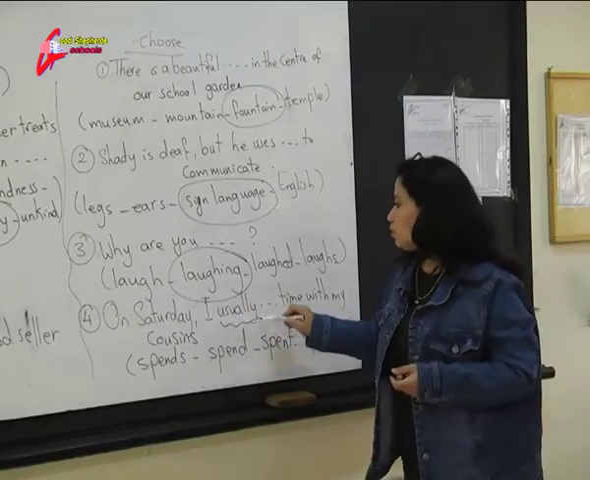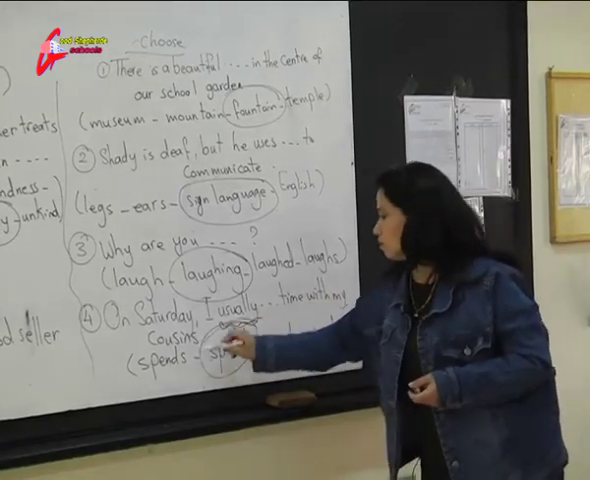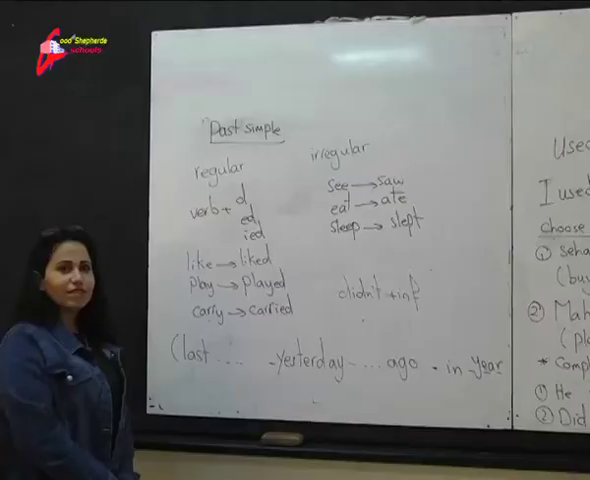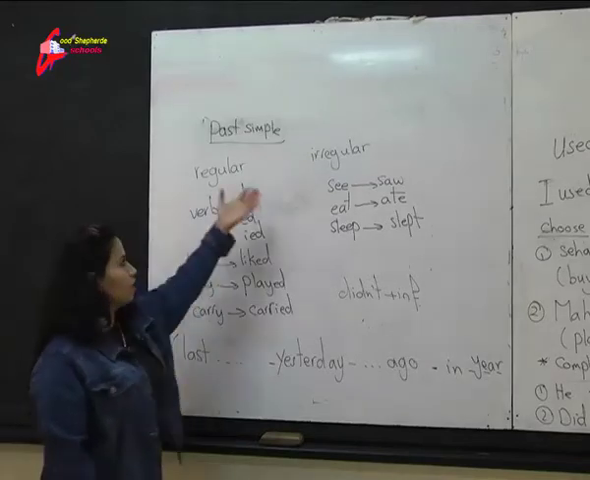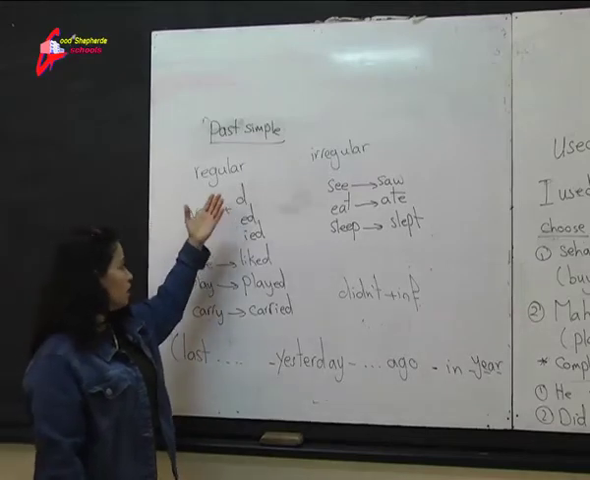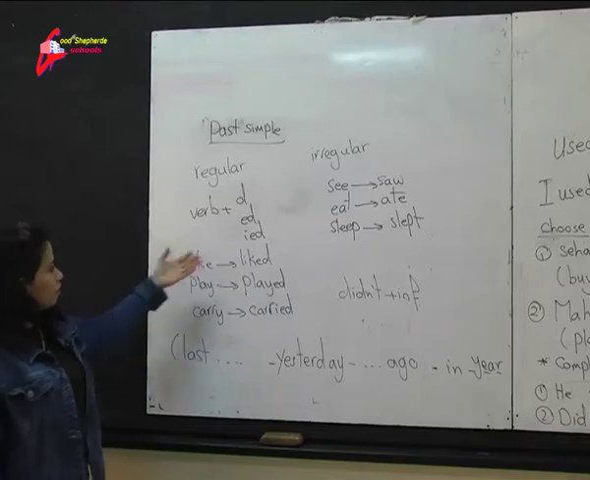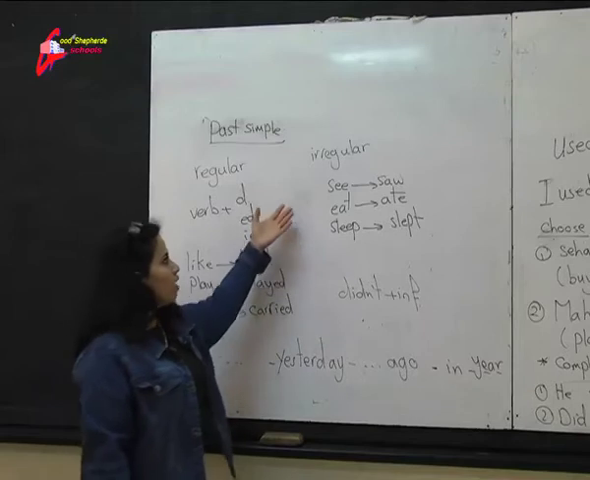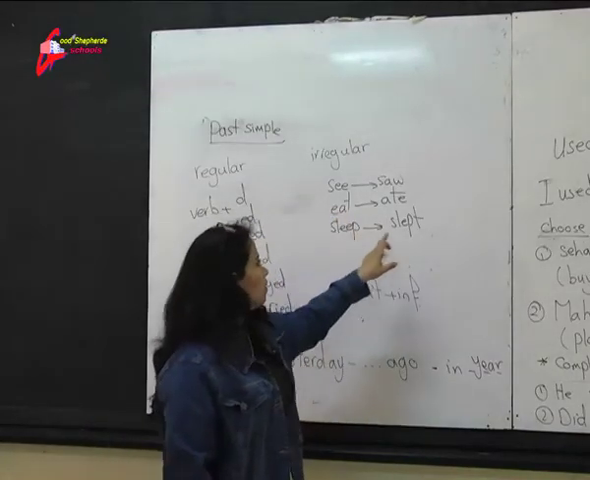here we have the word "usually," which refers to present simple, so I use "spend." On Saturday, I usually spend time with my cousins. Okay, for past simple, we have the verb regular form and irregular form. Regular form for the verb takes -ed or -d or -ied at the end of the verb, like play, played, carry, carried. Okay, and we have the irregular form like see, saw, eat, ate, sleep, slept.